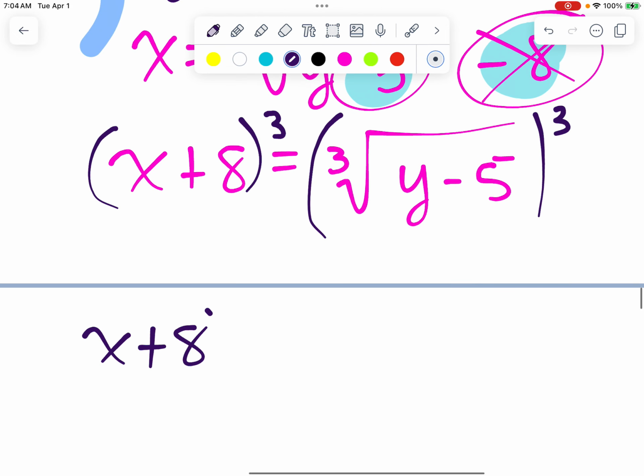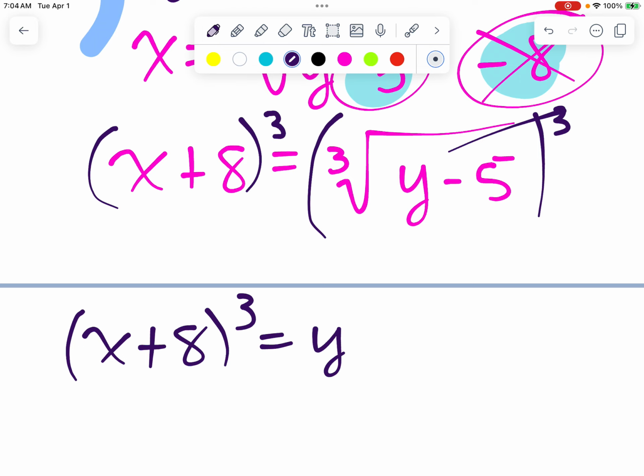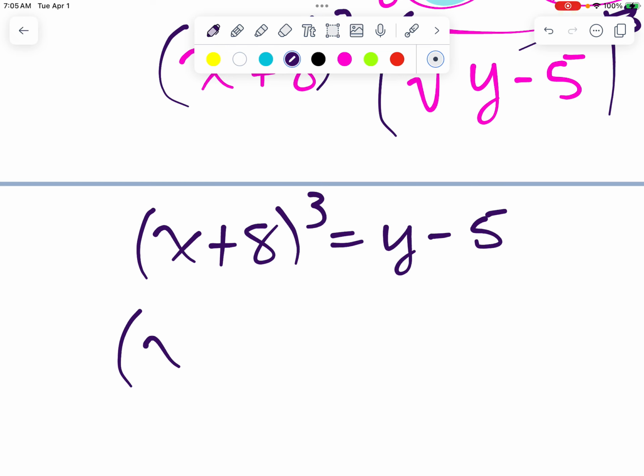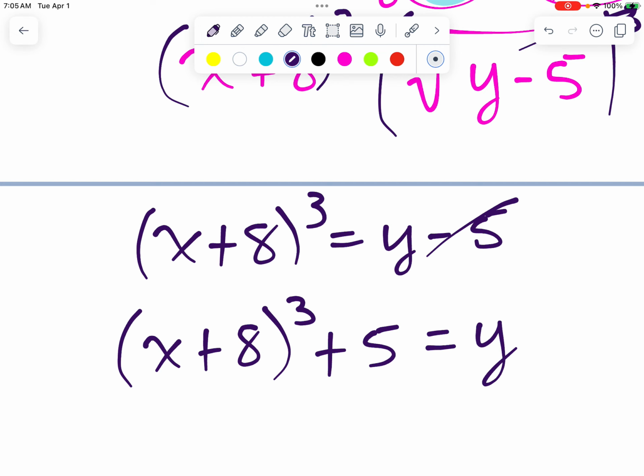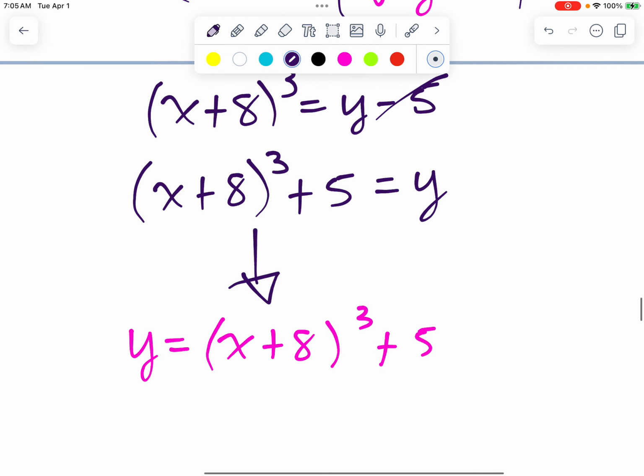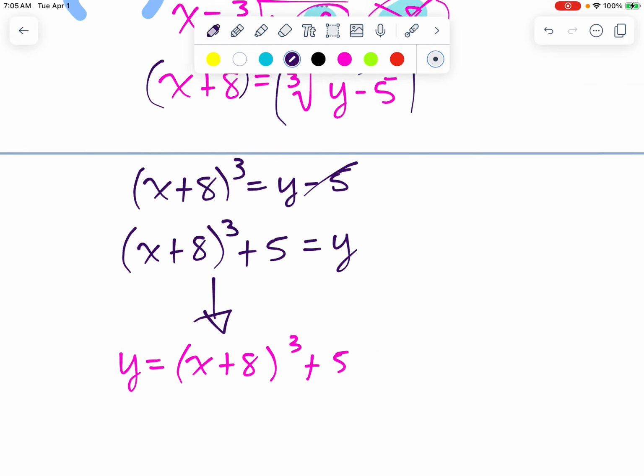So then I have x plus 8 to the third power equals, the house goes away, and I'm left with y minus 5. We need to get y by itself. So we're just going to add 5 to the other side. And if you look, it is the same thing we did right here. So you are changing the sign and either putting it in the house if it's not, or taking it out of the house if it is.